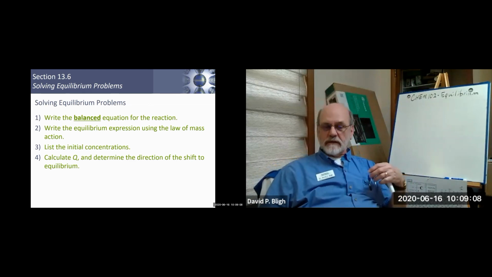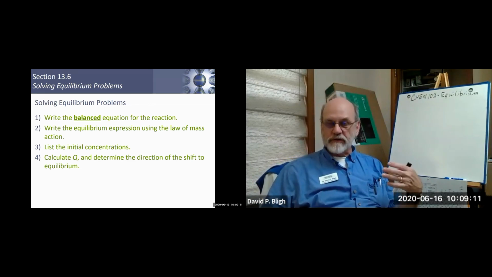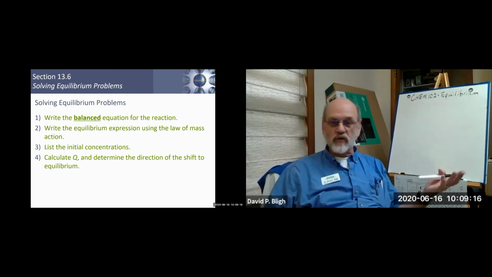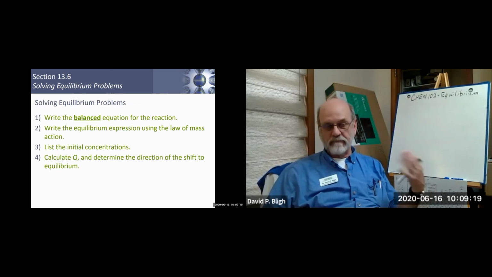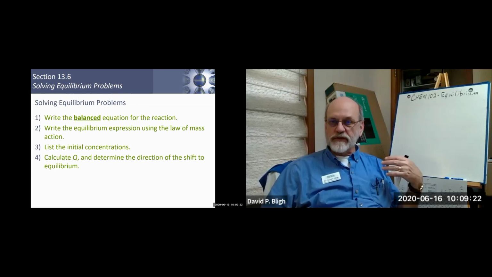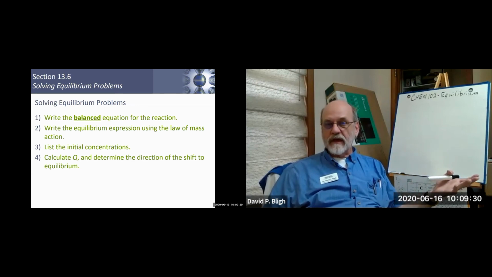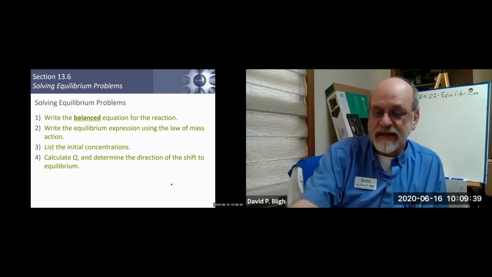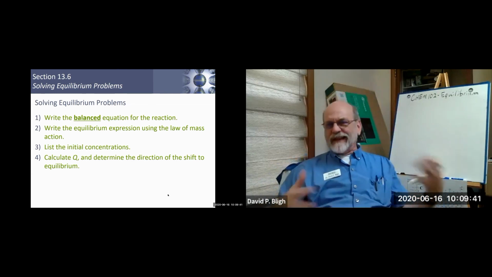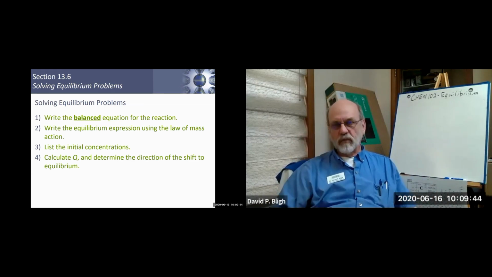If you're given concentrations for all of the components, reactants and products, then you'll need to calculate Q and determine which direction the shift will occur. If one of your components is 0, like if you're given all of your reactants and only one of your products, and then the other products are 0, you don't have to calculate Q. You know which way it's going. Right? So you can save yourself some time and headache there. Unless the question is, what is the Q value?